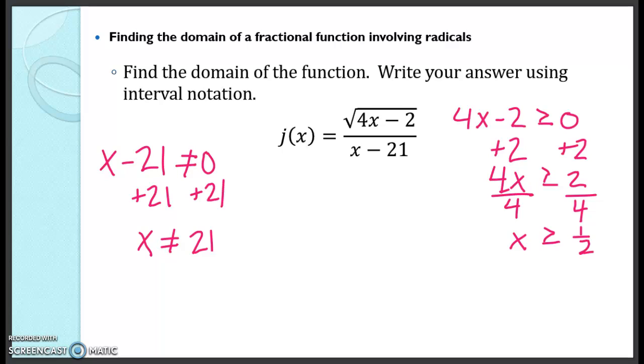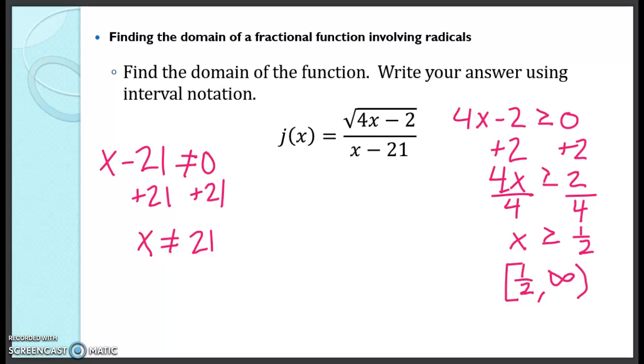So what would this look like in interval notation? Well, in interval notation, x greater than or equal to 1/2 would be a closed bracket, because we can have 1/2. 1/2 is okay. 1/2 is going to give us 0 actually. And then I'm going to continue, and x can be anything bigger than that, so I'm going to go to infinity. But pause, because x cannot equal 21 in this function.